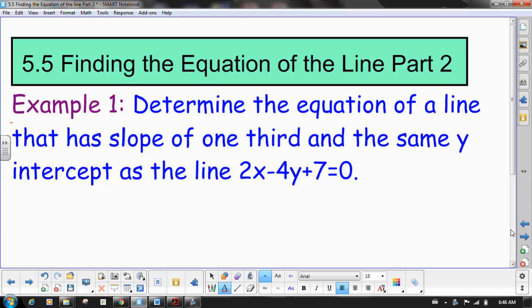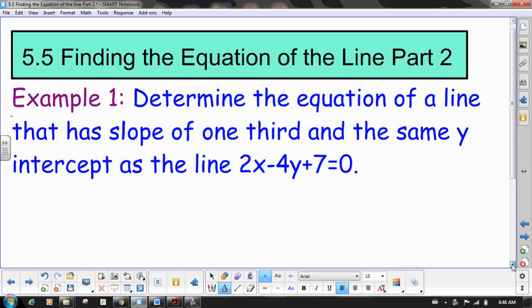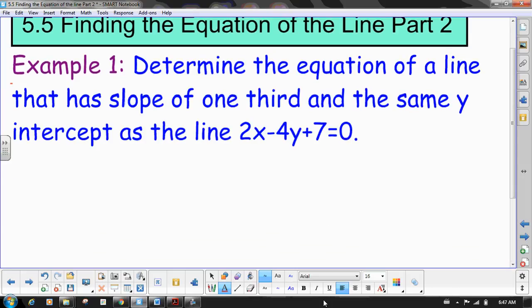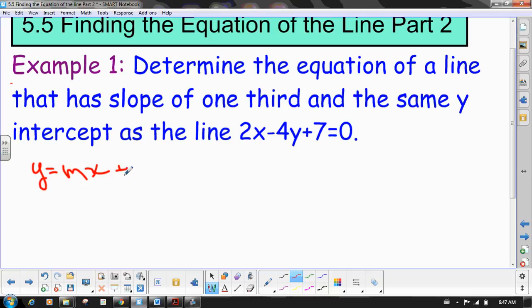So the first example, determine the equation of a line that has a slope of 1/3 and the same y-intercept as the line 2x minus 4y plus 7 equals 0. Okay, so let's figure out what our key information here is. So determine the equation of a line. So I know that I need y equals mx plus b. So that is my final goal. So in order to get that, I need to know the y-intercept and the slope.